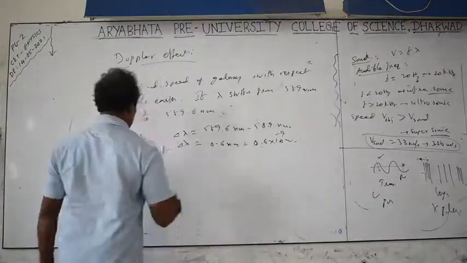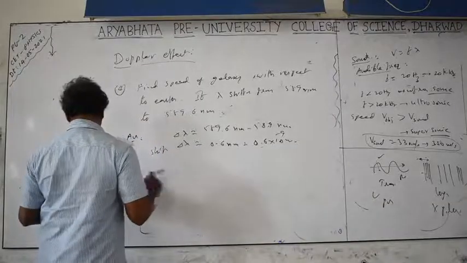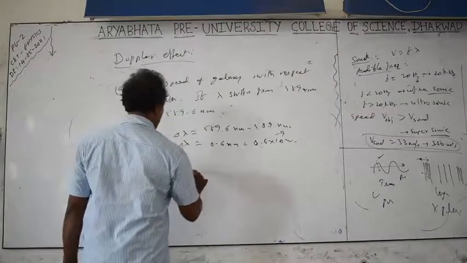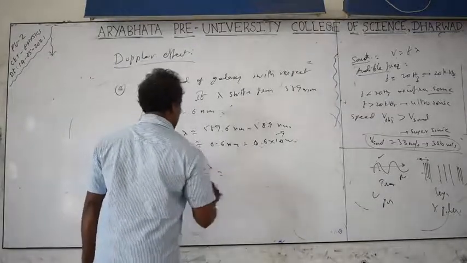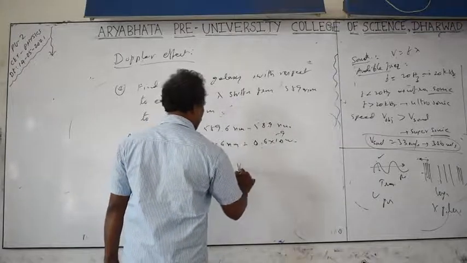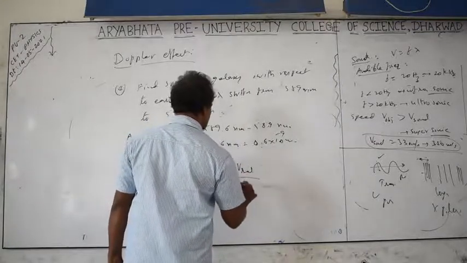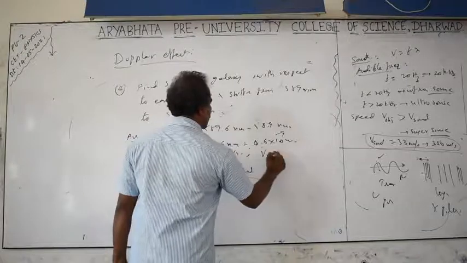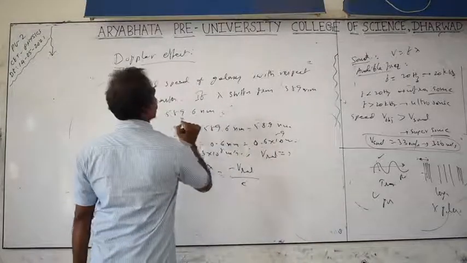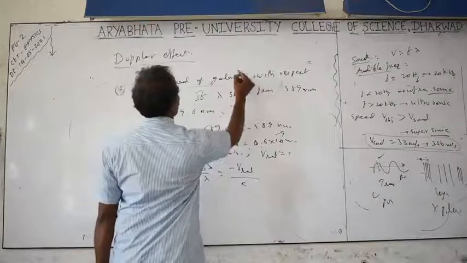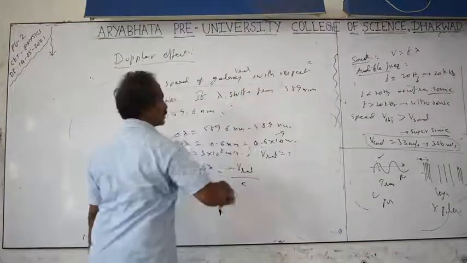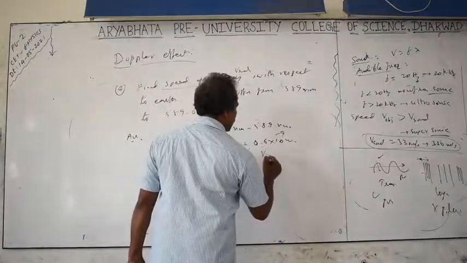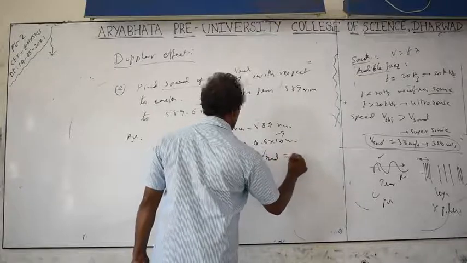And what is the formula for the Doppler effect in light? We have delta f by f is equal to minus delta lambda by lambda, which is also equal to minus v radial velocity by c. C is the speed of light in vacuum, 3 into 10 to the power of 8 meters per second. You are asked to find v, the radial velocity. The speed of the galaxy is equal to the radial velocity, combining the speed of the observer and the speed of the galaxy. We call it the radial velocity, or the relative velocity.